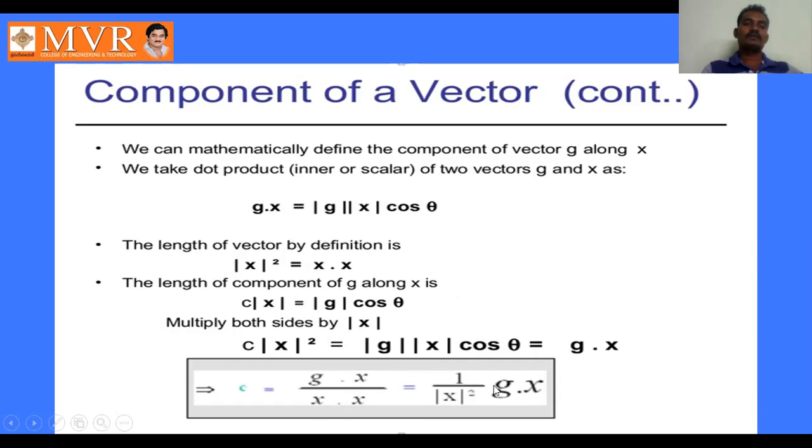The length of the component of g along x is cx, which is expressed as |g| cos θ. From this expression, multiplying both sides by |x|, c|x|² is equal to |g||x| cos θ, which is equal to g·x, the dot product of the two vectors. This is the definition of the dot product.